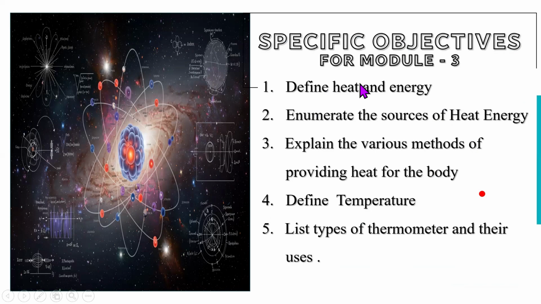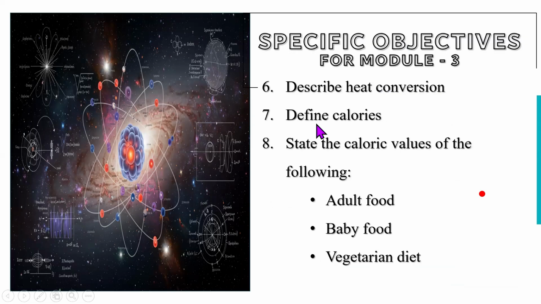Specific objectives for module 3 are as follows. Number 1, define heat and energy. 2, enumerate the sources of heat energy. 3, explain the various methods of providing heat for the body. 4, define temperature. 5, list the types of thermometers and their uses. 6, describe heat conversion. 7, define calories. 8, state the caloric values of the following: adult food, baby food, vegetarian diet.